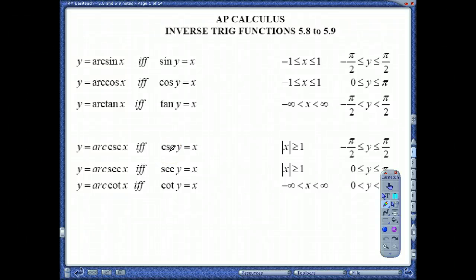Welcome to section 5.8 and 5.9, inverse trig functions. Okay, this is a little review at first of what we did in pre-AP calculus.